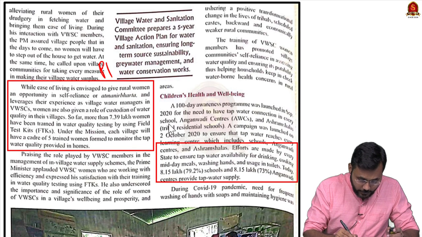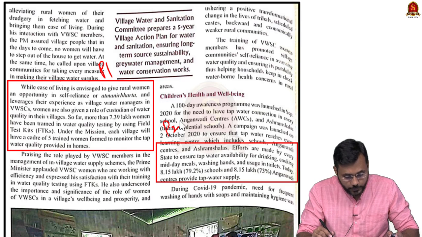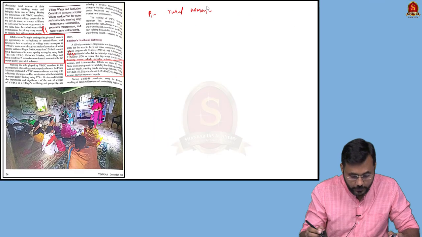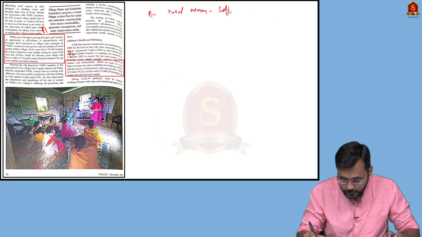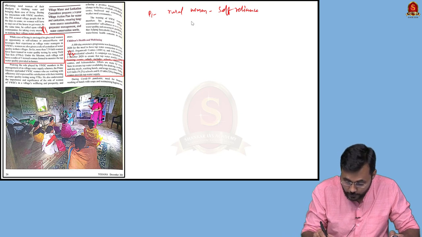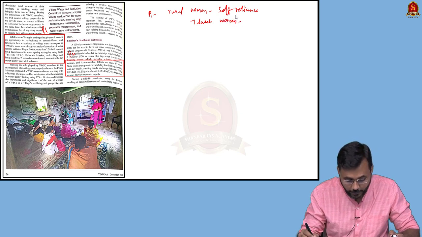Next, paragraph 1 and paragraph 2. In paragraph 1, including rural women as part of this committee results in self-reliance of rural life. And another most important thing they found out is that around 7 lakh women under this program are being trained for testing water quality.